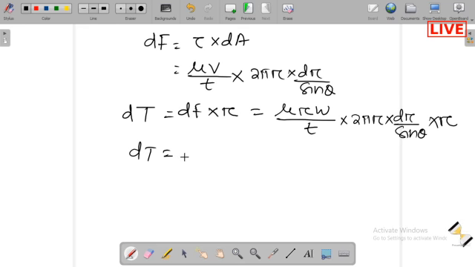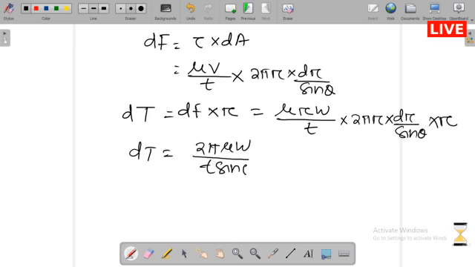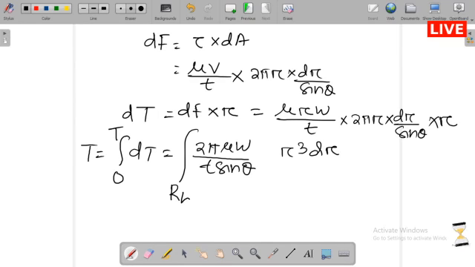This dt is coming out to be 2 pi mu omega divided by t sin theta, into r cubed dr. In order to find the total torque, you have to integrate from the bottom radius to the top radius. Now you integrate this.